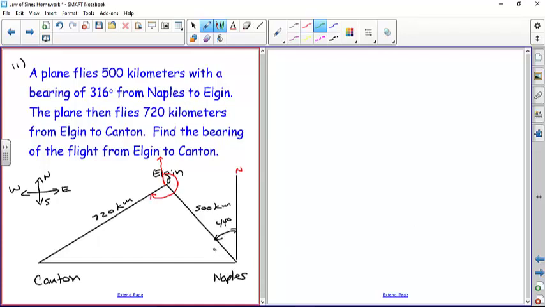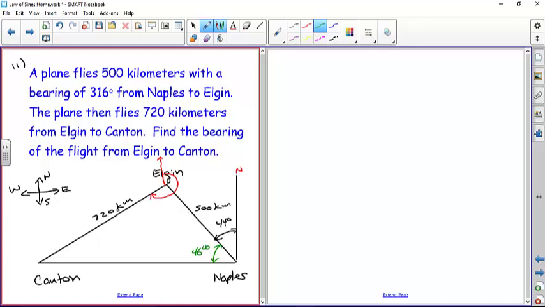So if this is 44 degrees and this is a right angle, then this angle interior to this triangle is going to be 90 minus 44. Let me check, it has to add up to 90 degrees. So this is 46 degrees. So 90 minus 44 is 46. Okay, so that's 46. And then we have the length of these two sides.